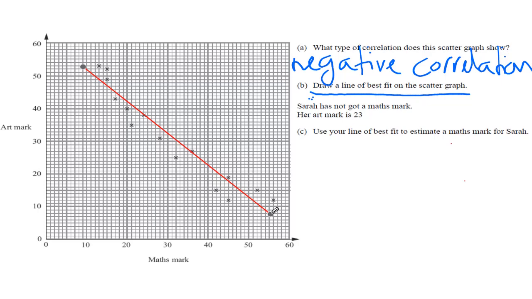Now, not everybody's line of best fit is going to be exactly the same. If I was to do that a second time round, it'll be slightly different. Here, that's slightly different from the one I had before. So everybody's line of best fit is going to be slightly different. Don't expect it to be exactly the same.